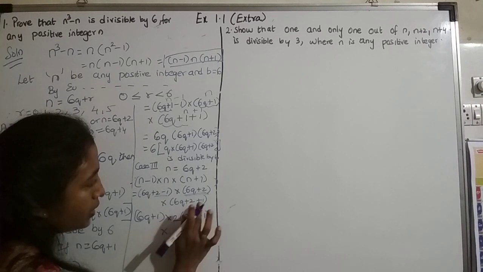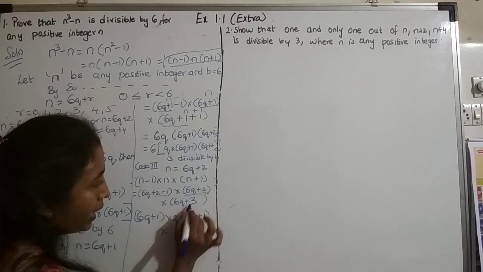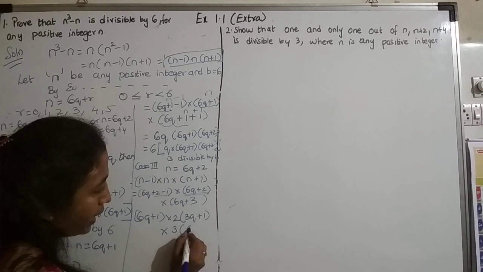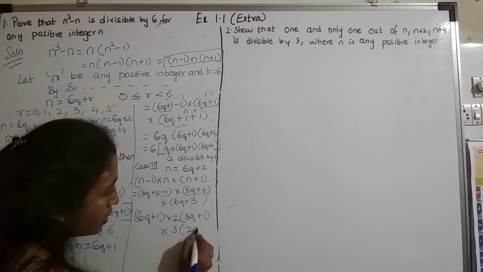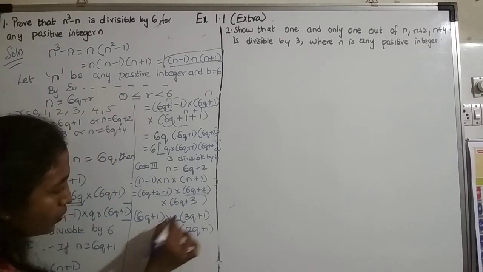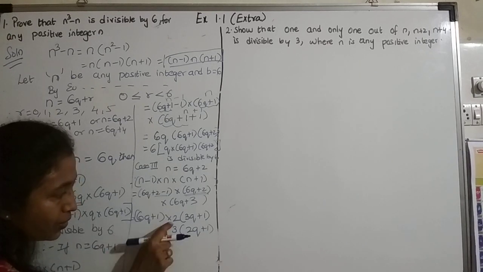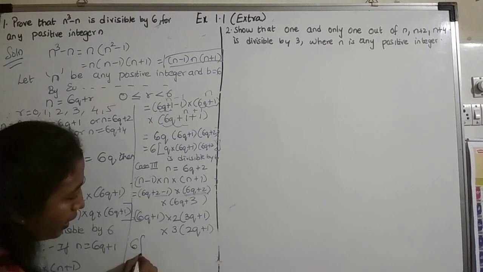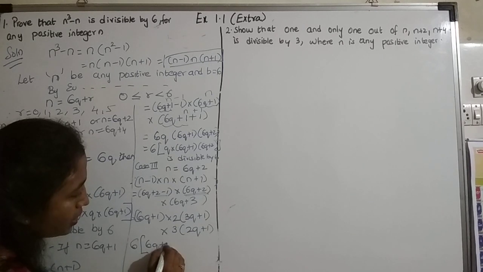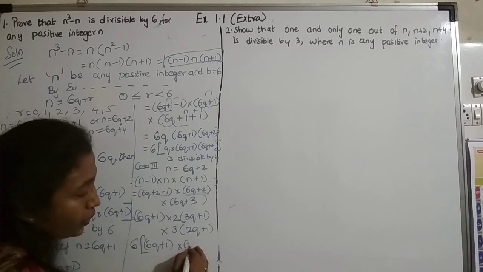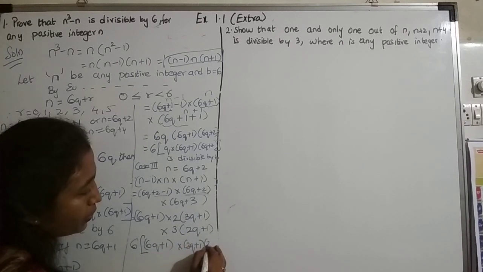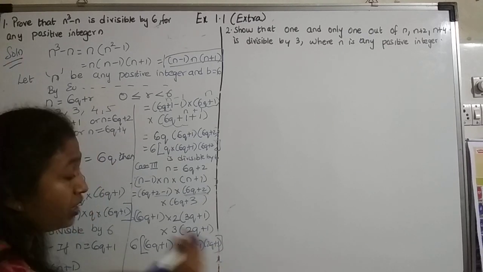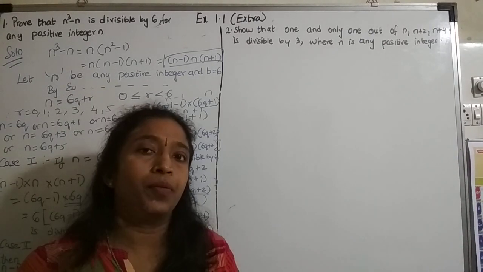If I write 6 cube plus 3, can I take 3 common here? So what will I get? 3 2s are 6, 3 1s are 3. So now can you find that 2 and 3 are there? 2 3s are 6. So again I can write common 6 cube plus 1, 3 cube plus 1 and 2 cube plus 1. So again you have brought it into the format 6 into something, right?